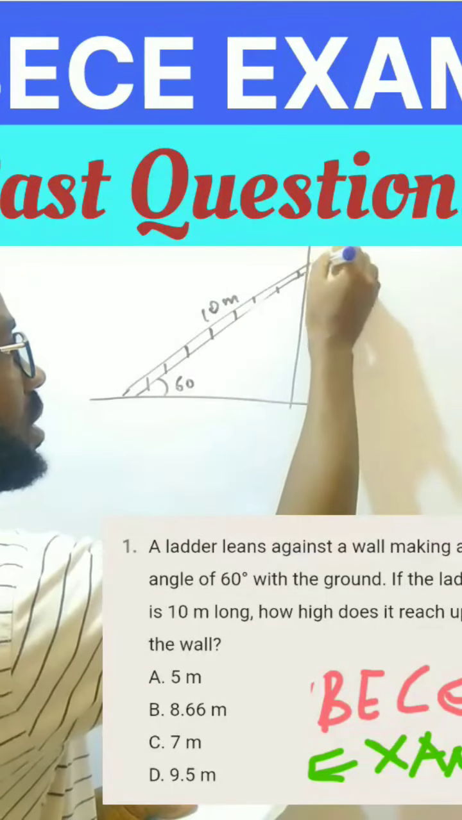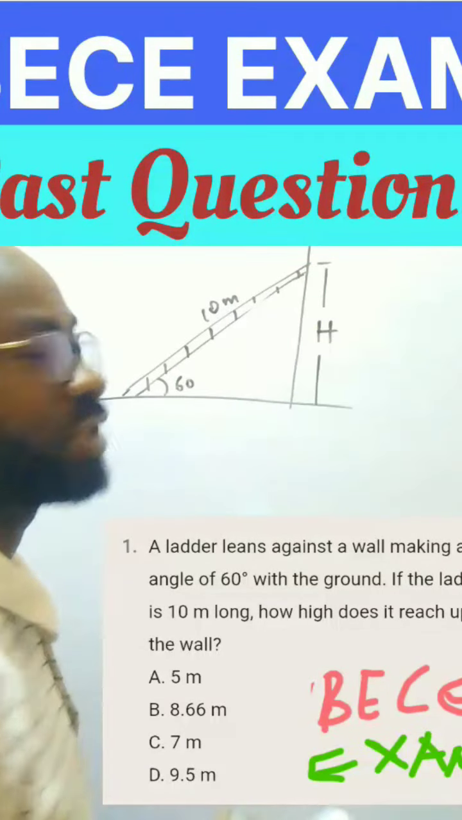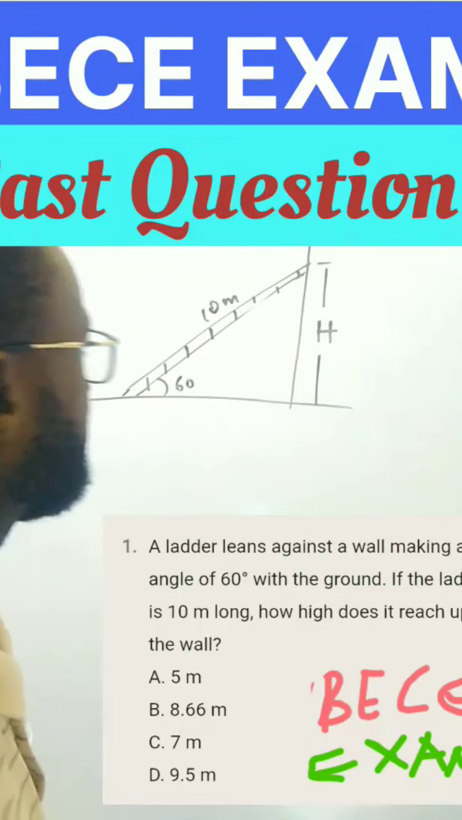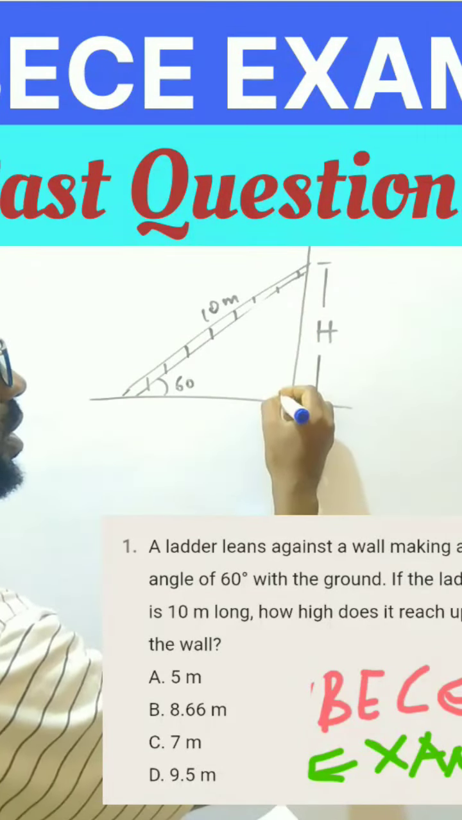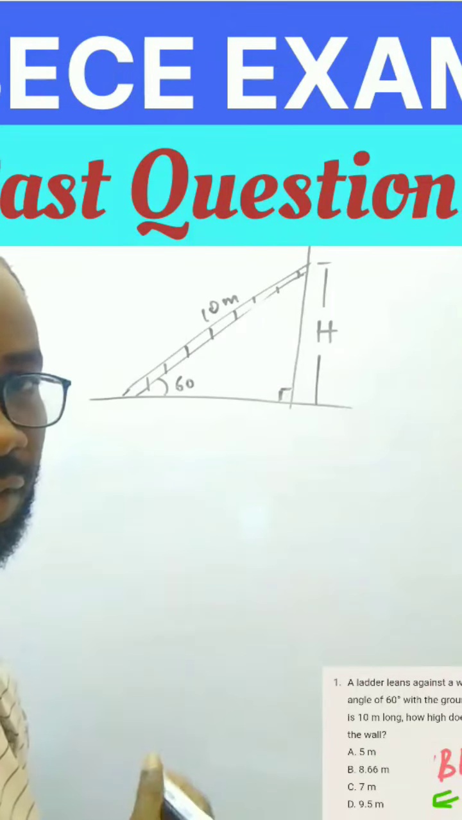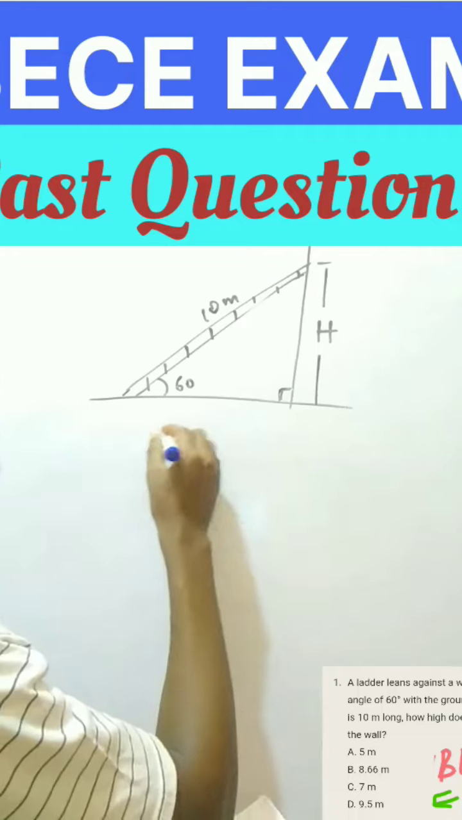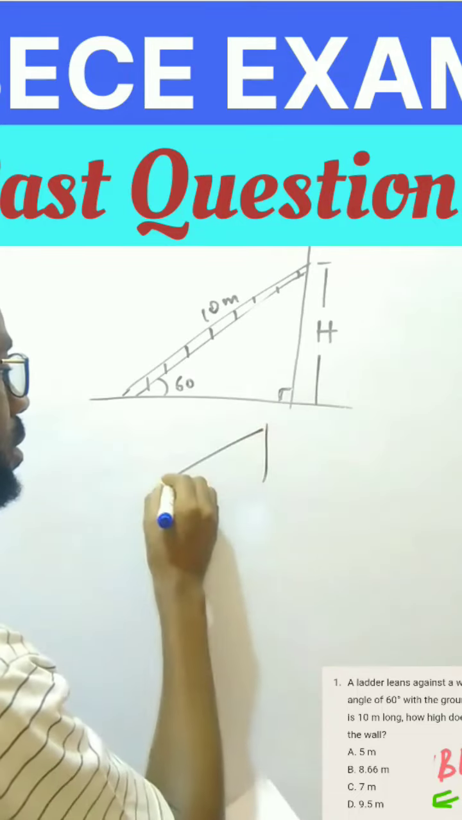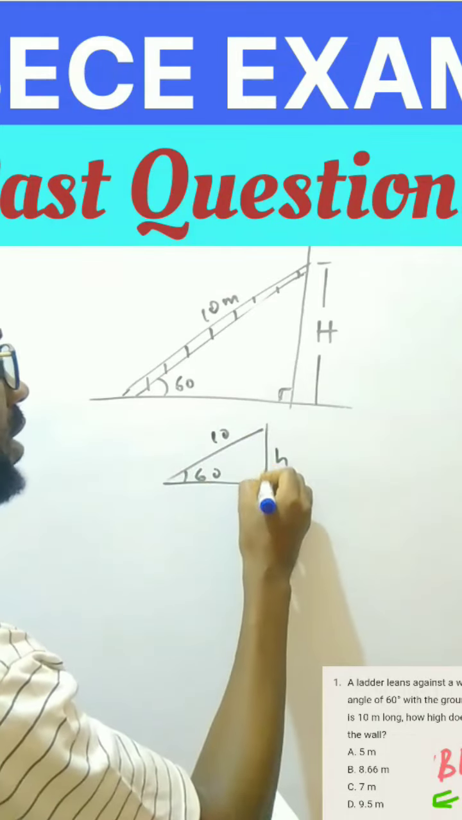How high, which means you're talking about the distance here. So let's call it our h. This is what we want to get. Okay, so let's go. This is very simple. We know that this has actually formed a right angle triangle, that looks like this now, where you have 60 here, you have h here, and you have 10 here.